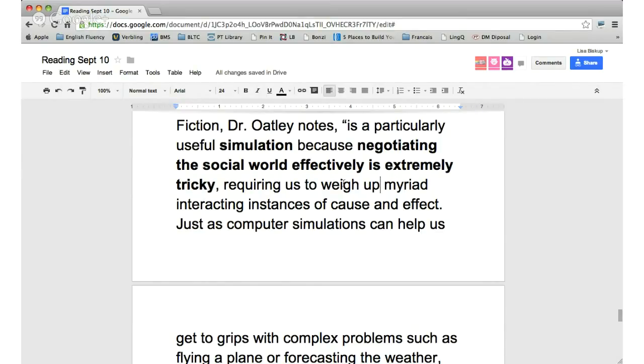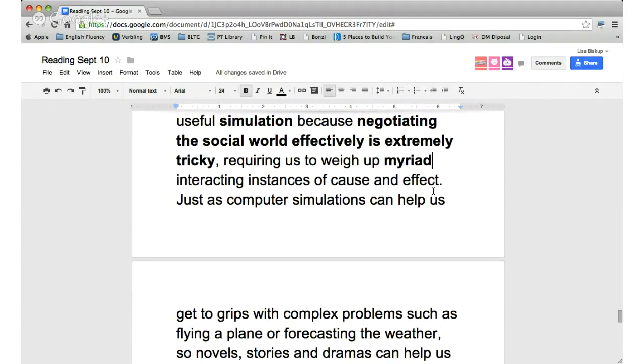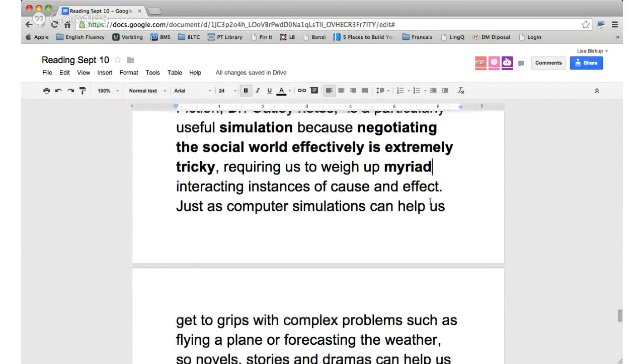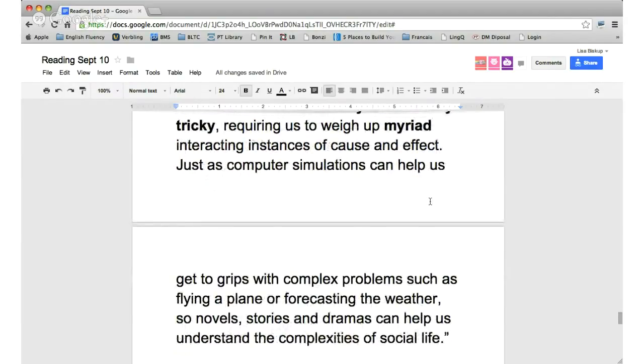And so this word myriad, it says it requires us to weigh up myriad interacting instances of cause and effect. Myriad is just a fancy word to describe a lot of things. All they want to say here is that a lot of things can be happening in a social interaction. And so reading these novels can help us understand what's happened, because maybe in the novel you've already read how this person dealt with a person like the person you're now dealing with, for example.